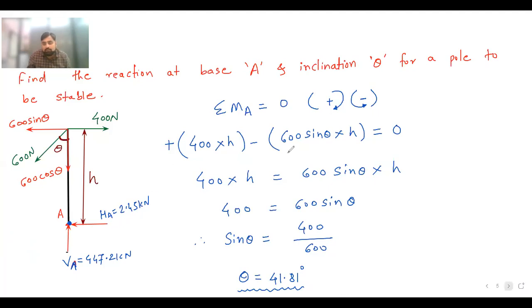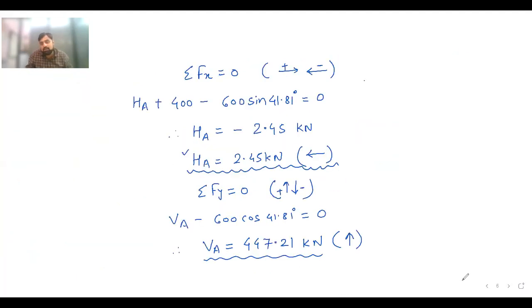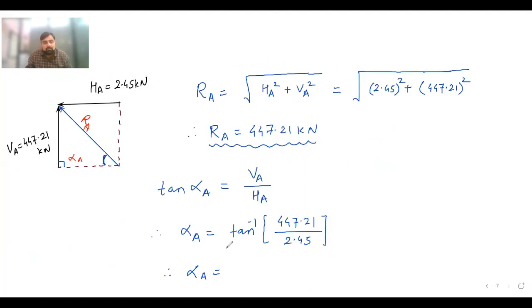So here now after this you can calculate this angle alpha A. What is the angle alpha A? 89.68. Okay. So this is the angle alpha A.